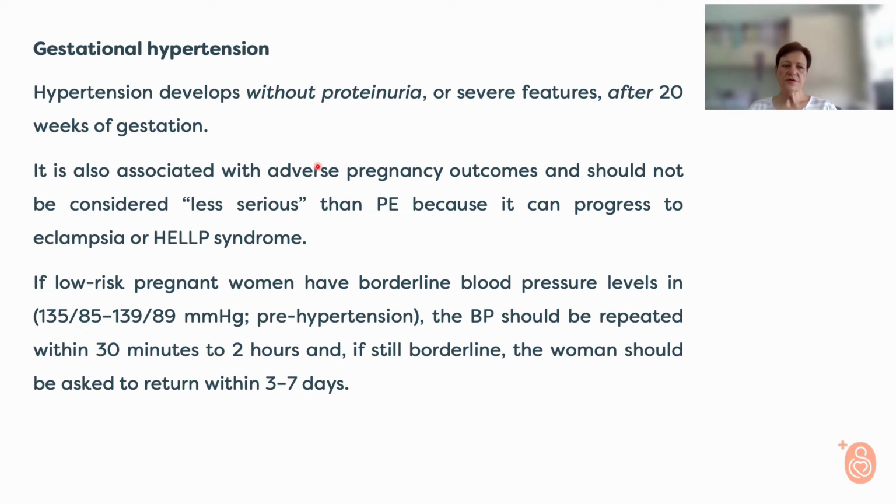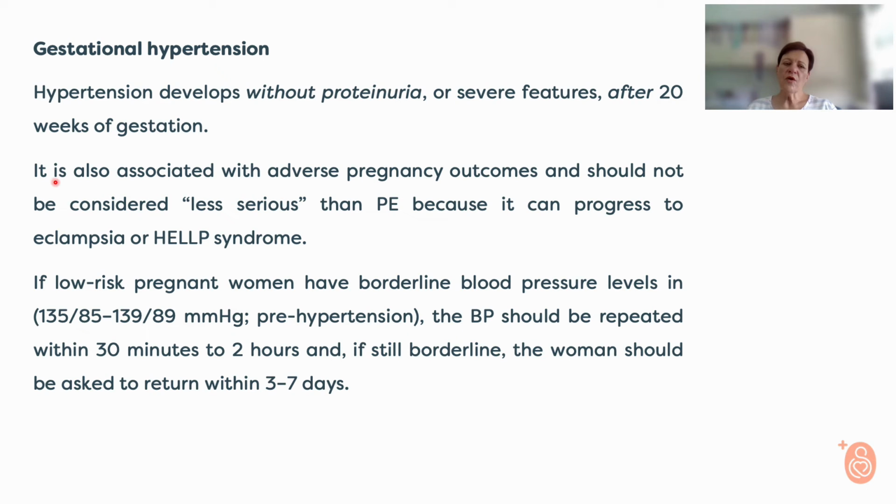Now, if we focus specifically on gestational hypertension, or as I've said, we also call it pregnancy-induced hypertension, this is where hypertension develops without proteinuria after 20 weeks of gestation, without proteinuria or any of the other symptoms that we associate with preeclampsia, namely coagulation problems, liver enzyme problems, creatinine, kidney problems, etc.